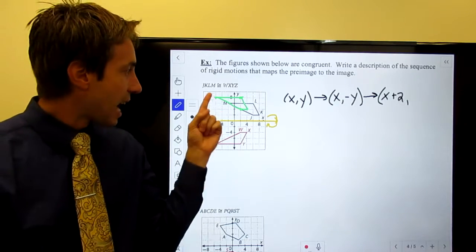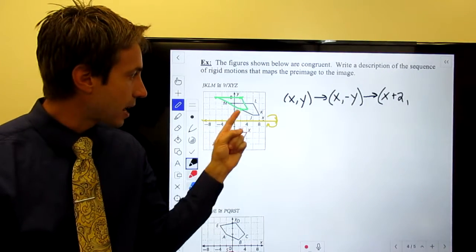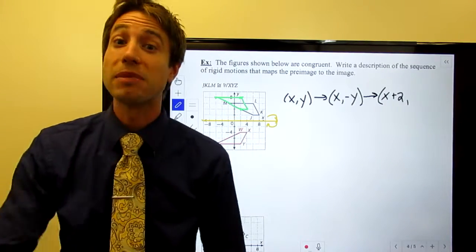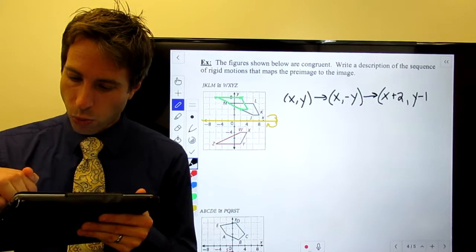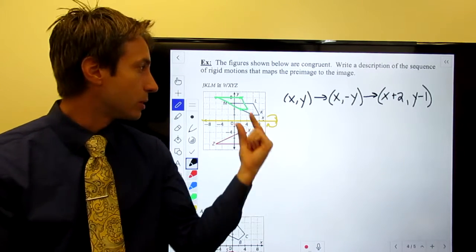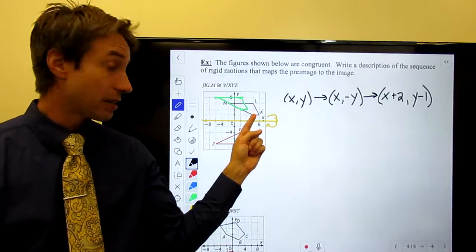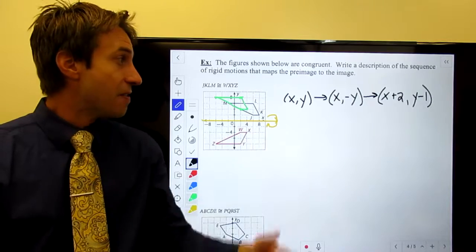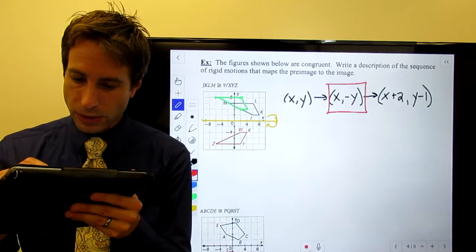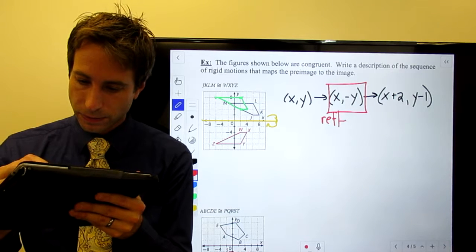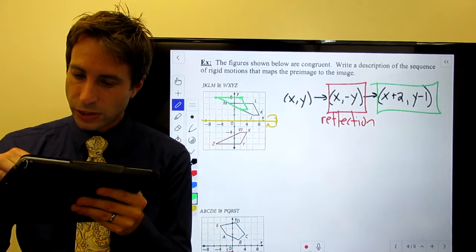The y's: how do I get the y's to line up? Well, this guy's got to come down, that guy's got to come down. Everybody's got to come down 1, so that'll be y minus 1. If I did that, it would take this green guy and map it right onto that image I've got right there. This performs all of my transformations. This was a reflection. This one is a translation.